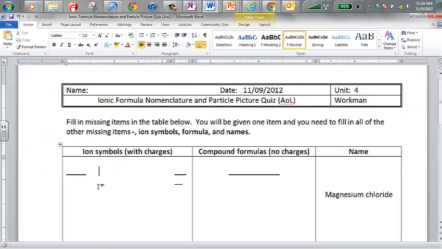To complete this, you need a periodic table. So in doing quizzes, ladies and gentlemen, I will always let you use a periodic table. The periodic table that I'm going to allow you to use is the one on page 57 in your unit booklet, the very last page. It has not only the periodic table, but also some of the charges of the most common ions. So that's the one I would allow you to use.